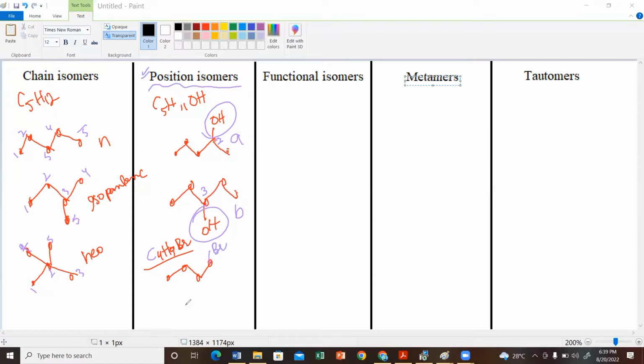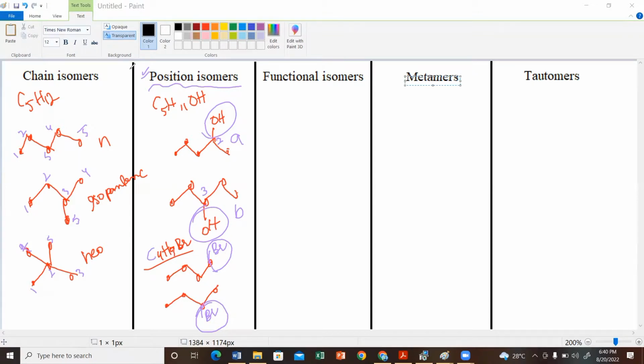what could be another isomer for this? The position of Br would be changed. 1, 2, 3, 4, 4 carbons are there. Now we can arrange Br at any position. We can arrange it on the second position, so it could be the position isomer of this. What is position isomerism? Position isomerism means the main skeleton is the same, but the position of the heteroatom attached to that skeleton is different.